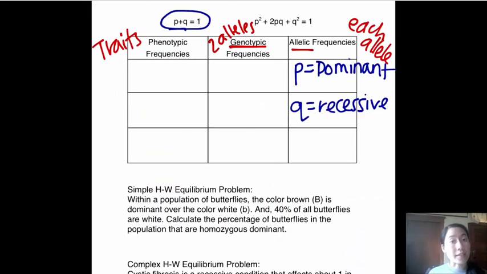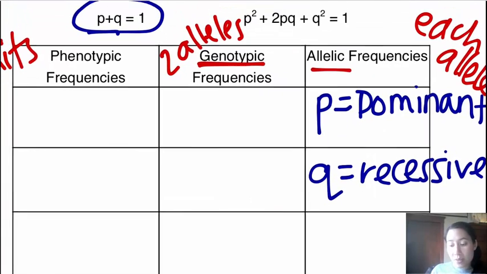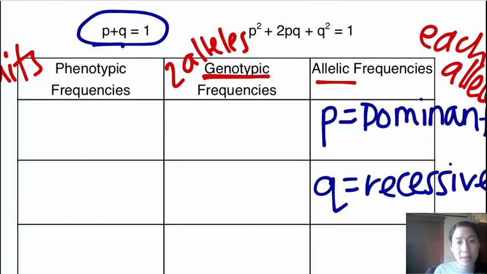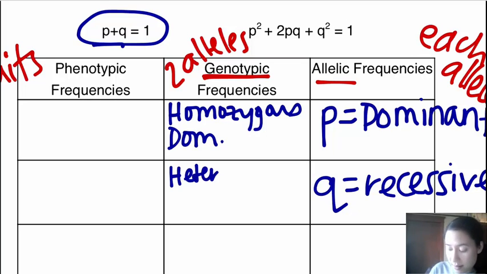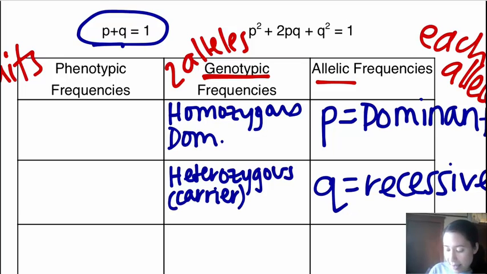Now, Q is the recessive allele. And overall, P and Q always add up to 1 because those are the only two options. P plus Q has to equal 100%. All right, genotypic frequencies. And in my genotypes, I've got 3 different potential genotypes. I can have homozygous dominant, I can have heterozygous, also known as the carrier, and I can have homozygous recessive.